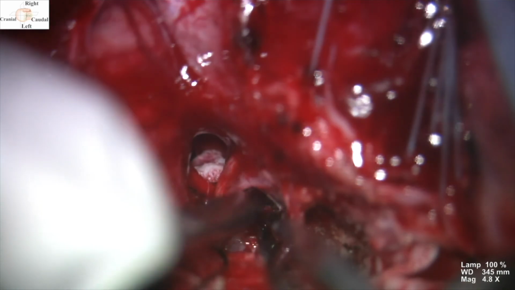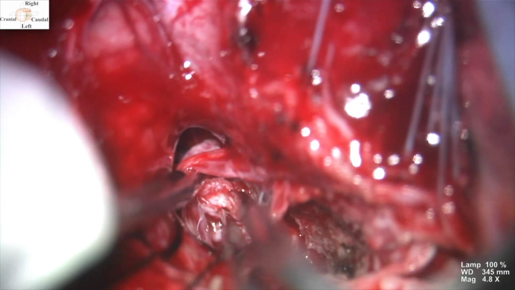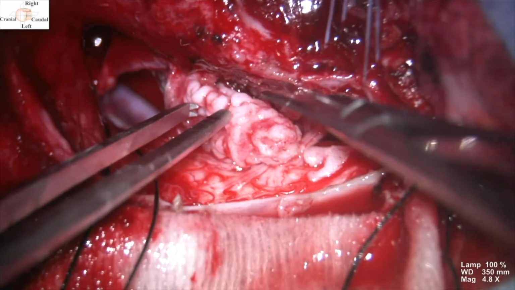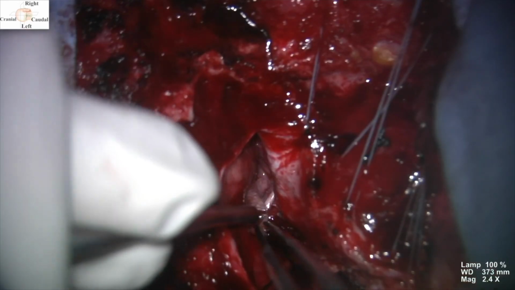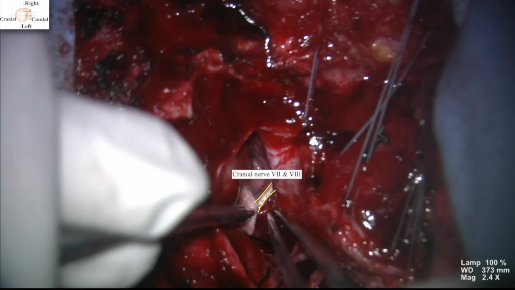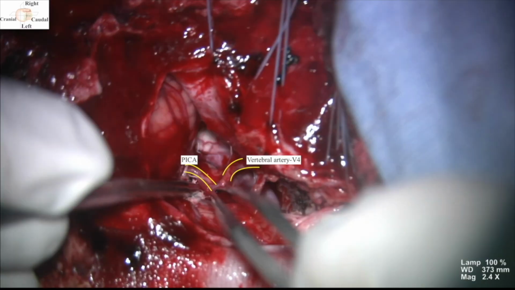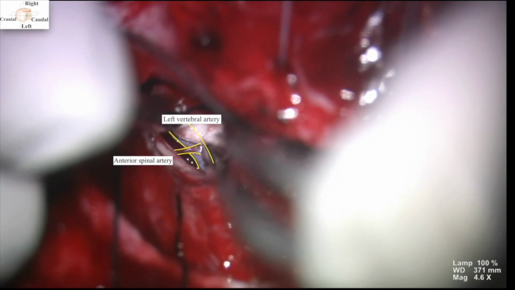At the conclusion of the resection, the remaining tumor was carefully dissected from all the surrounding neurovascular and dural interfaces, and the residual mass was delivered en bloc. At the end of resection, we were able to visualize the 7th cranial nerve complex, the lower cranial nerves, PICA arising from the vertebral artery, and the anterior spinal artery arising from left vertebral artery.